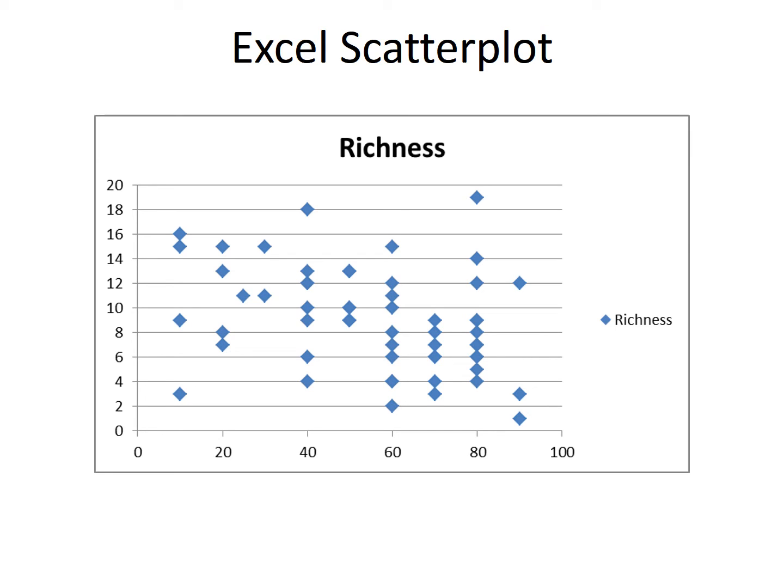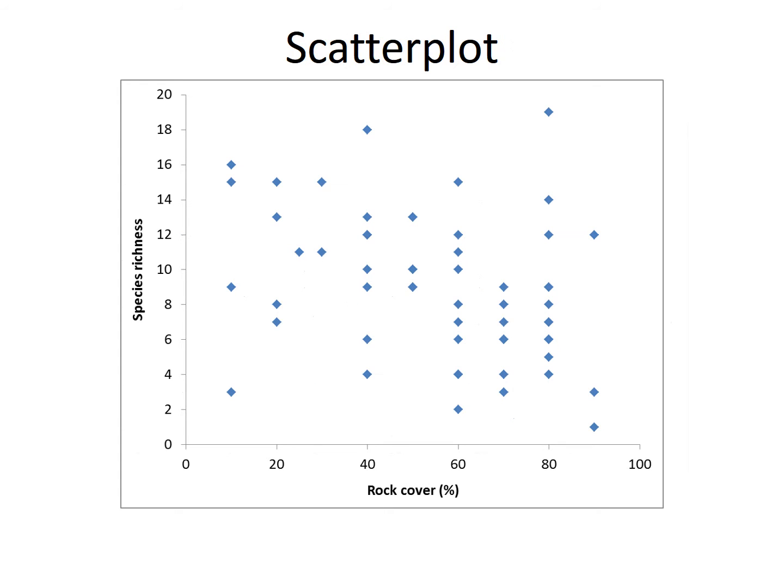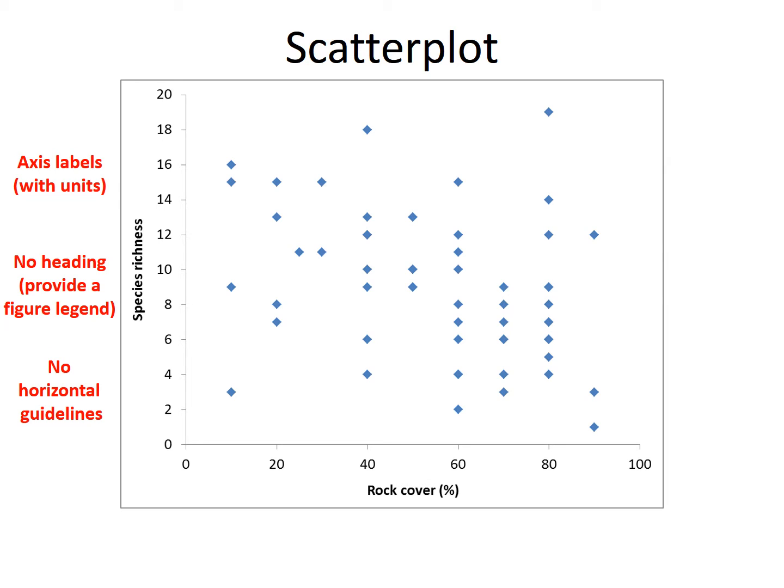Okay, so let's switch over to how the scatterplot should look. And you see that looks fairly different. First thing is that we've labeled our axes. So you see the x-axis is rock cover with the units, % shown in brackets, and species richness now a clear label on the y-axis, so we know what's happening here. We also have removed the heading and we've removed the little figure legend because neither were necessary. And we've also removed the horizontal guidelines. I don't know why Excel adds those, but in scientific publications you won't see those. Okay, so this is then how a scatter plot really should look.